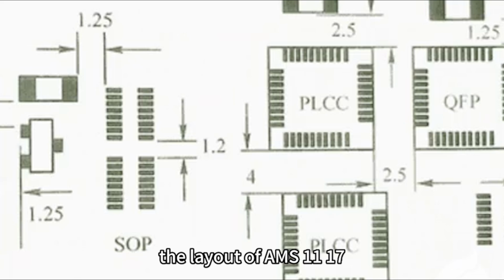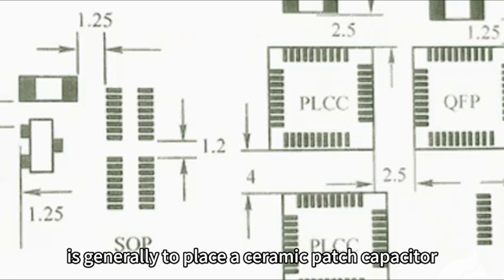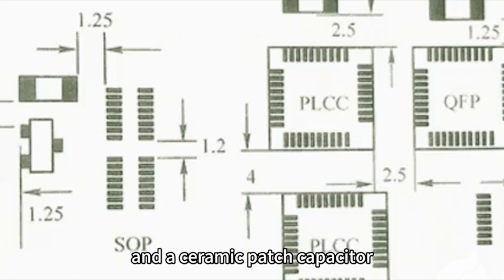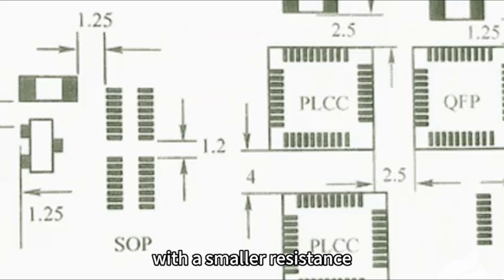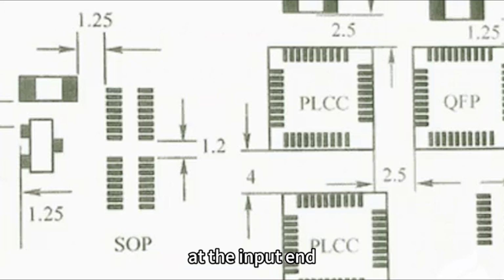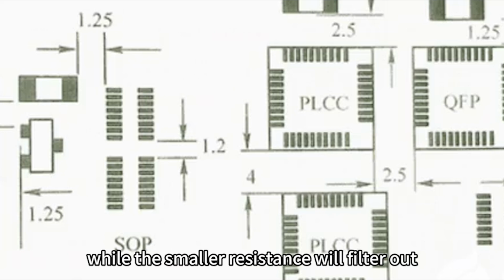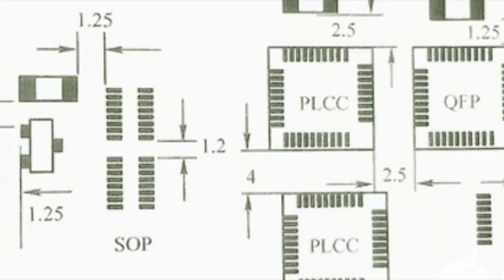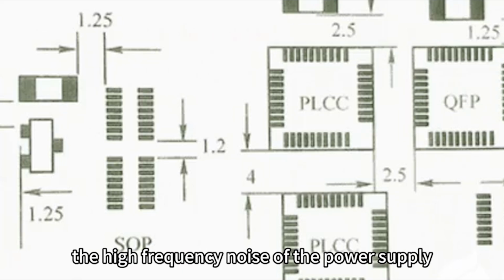The layout of AMS1117 is generally to place a ceramic patch capacitor with a larger capacitance and a ceramic patch capacitor with a smaller capacitance at the input end. The larger capacitance will filter out the low frequency noise of the power supply, while the smaller capacitance will filter out the high frequency noise of the power supply.